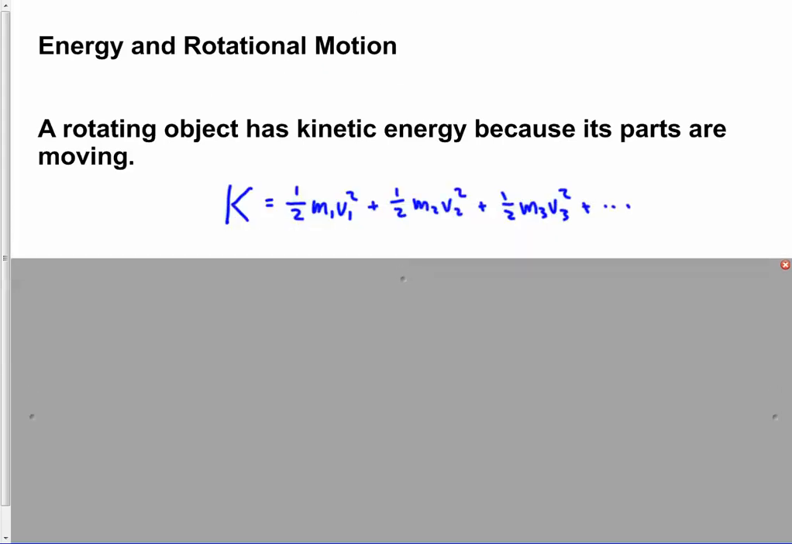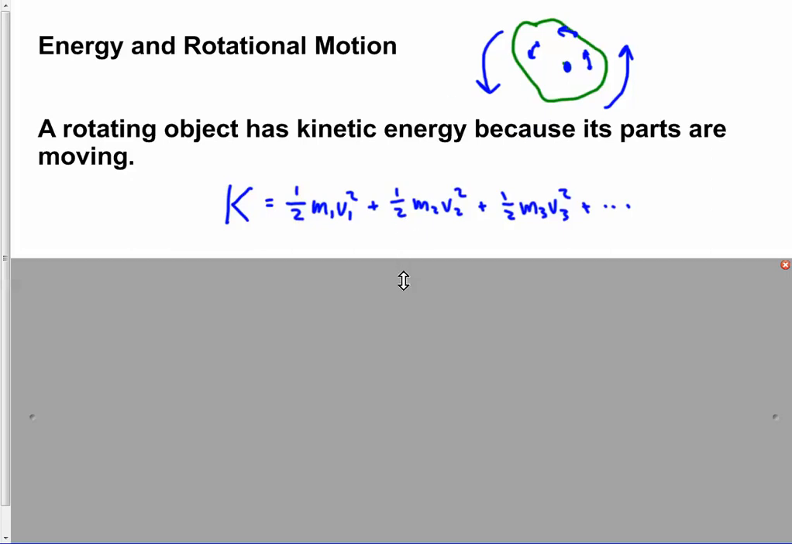And so what you have to do is just take all its parts and add up all the 1/2 mv squareds of all its parts. I mean, literally, perhaps literally at the level of molecules and atoms. You add up all the 1/2 mv squareds of all the pieces that are spinning around. Just to draw a picture, we have an object that's pivoted at one place and it's free to spin around that axis. So every little bit of it is moving, and therefore has kinetic energy.